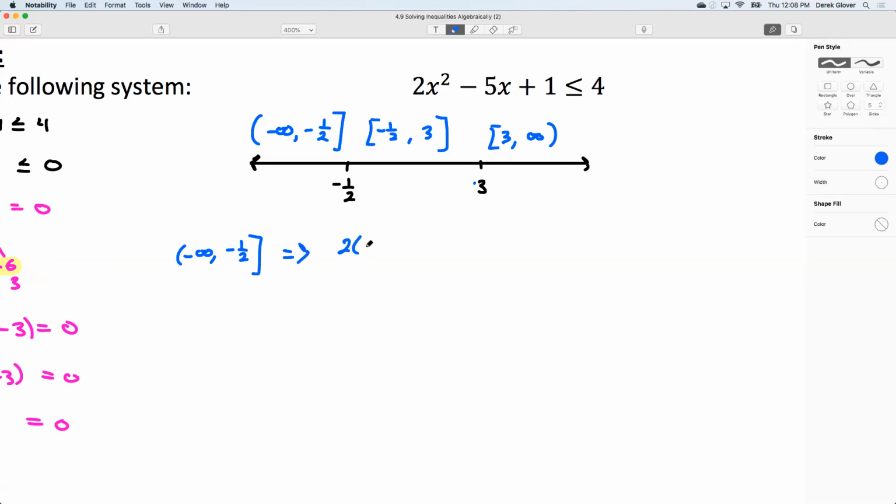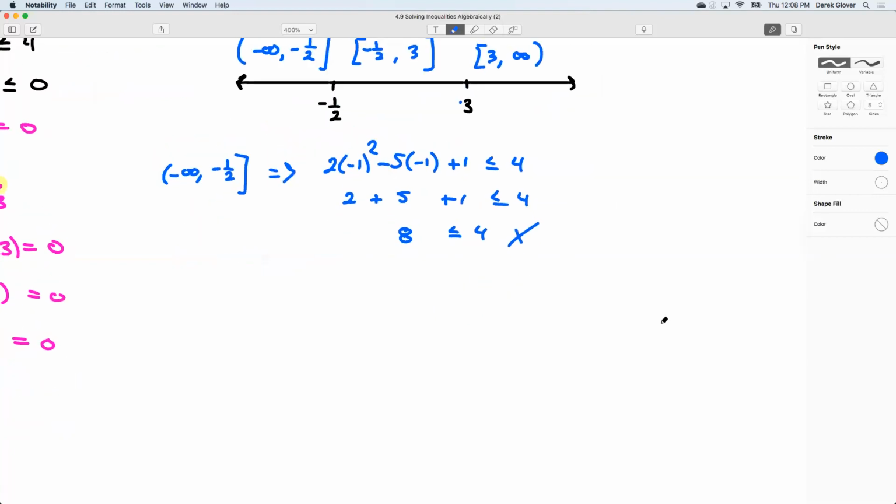So 2 times (-1) squared minus 5 times -1 plus 1 must be less than or equal to 4. 2 times (-1) squared is just going to be 2, and then -5 times -1 is plus 5, plus 1 must be less than or equal to 4. I get 8 is less than or equal to 4, but that doesn't work. So this solution is out.